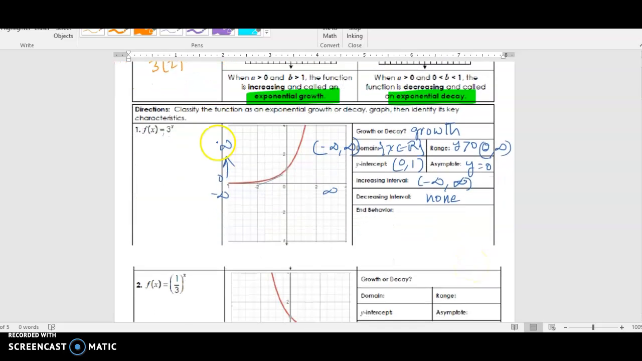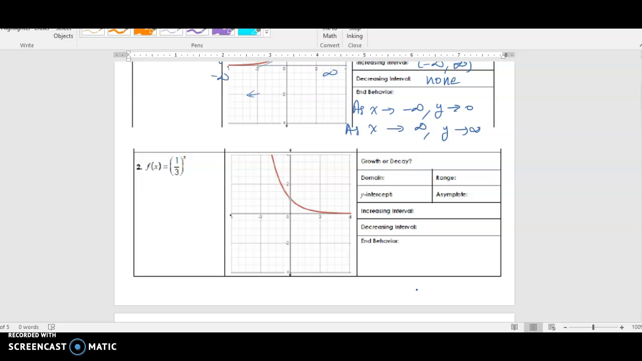If you look at the ends of the graph, as x approaches -infinity, what is happening to y? Y is approaching 0. And as x approaches the positive side, y is going to positive infinity. The y values are increasing exponentially. So this is the end behavior.